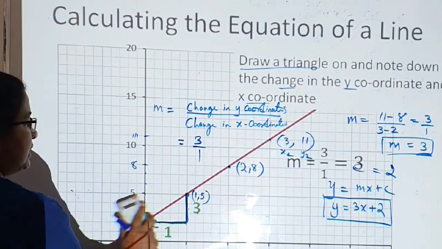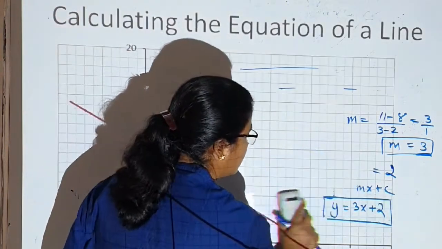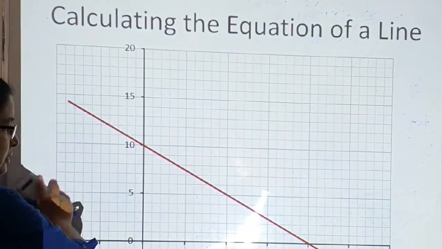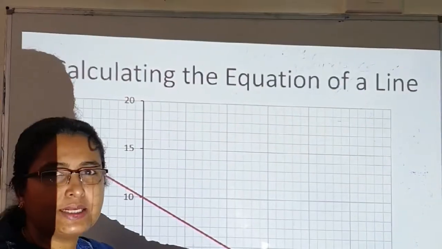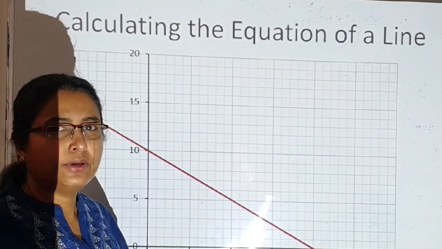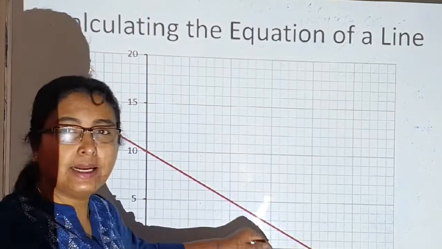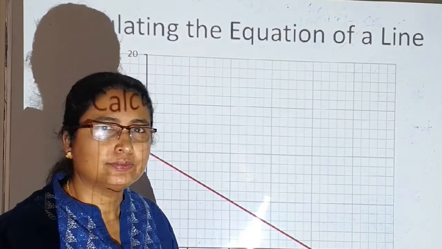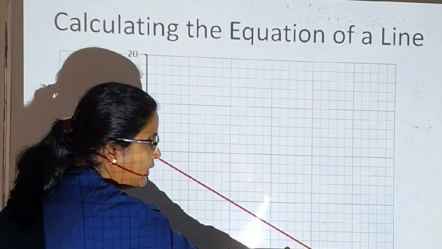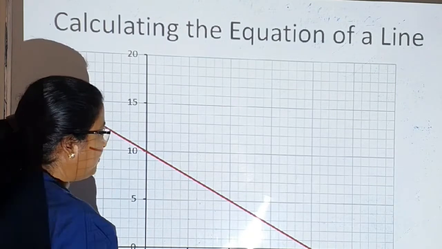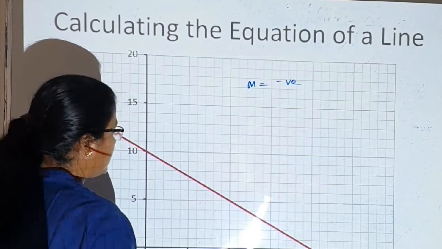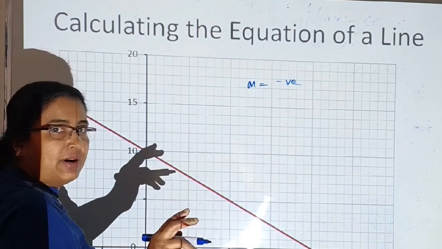One more example using a graph. Look at this graph now. By looking at the graph, you can say whether the gradient is positive or negative. It is negative, because a line which is moving downward has a negative gradient. So m will be a negative value. Remember that.